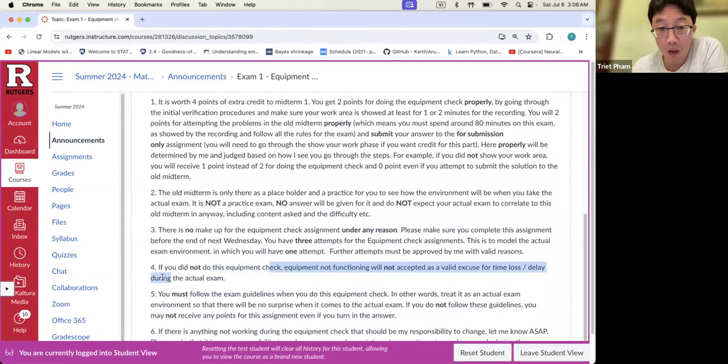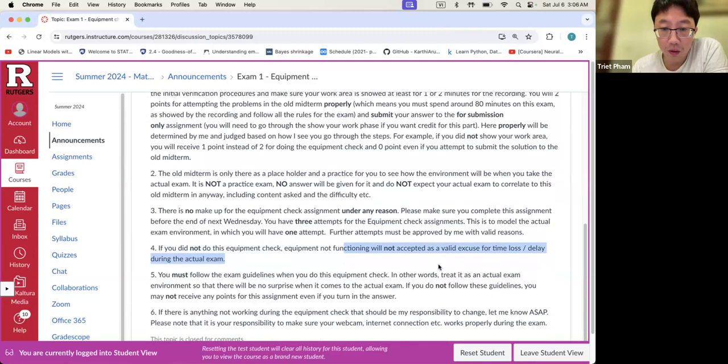But if you don't do it, well, equipment not functioning, whatever, will not be accepted as an excuse because you didn't even check the equipment before. Including internet. Slow internet is not an excuse. So there's no makeup. I have had people in the past pass the equipment check date asking for that assignment to be open. Not gonna happen.